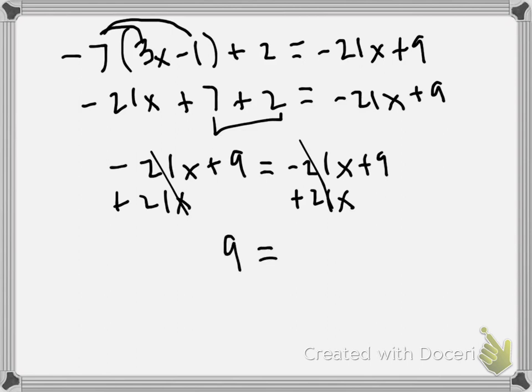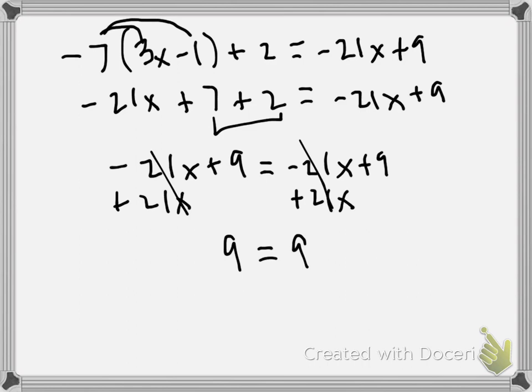On the right side, same thing happens. I'm just left with a 9. Okay, so this is a special case that'll come up from time to time when you're solving an equation. All your variables are gone. If all of your variables are gone, the question that you need to ask yourself is, did I get a true or a false statement at this point?